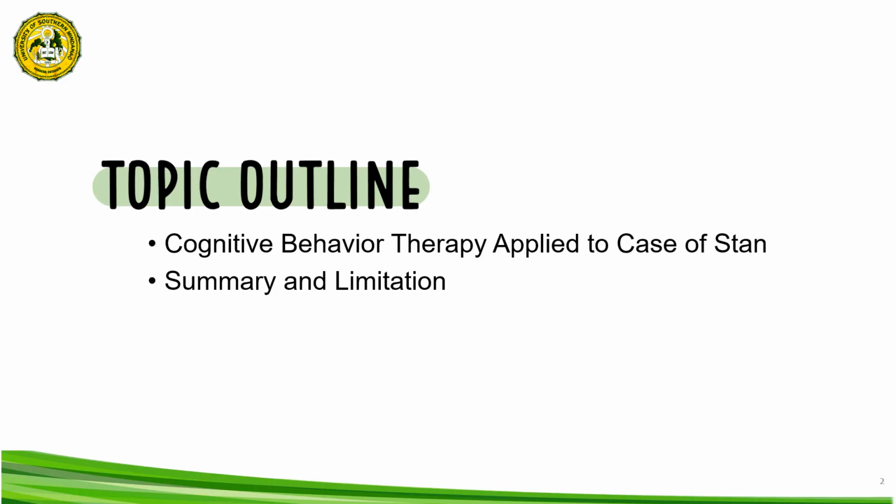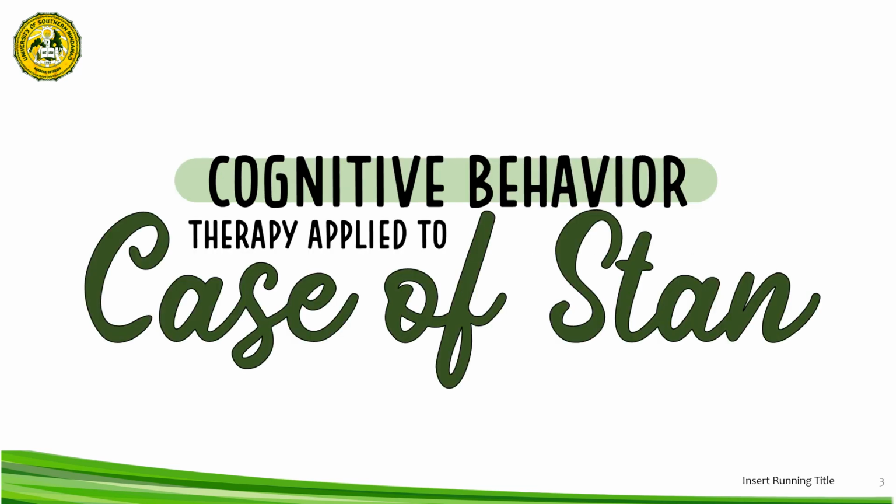So, the topic outline for this discussion is about the cognitive behavior therapy applied to the case of Stan, and the summary and limitations of the cognitive behavior therapy. So, cognitive behavior therapy applied to the case of Stan. This topic is about the session regarding the case of Stan and how it applied the cognitive behavior therapy.